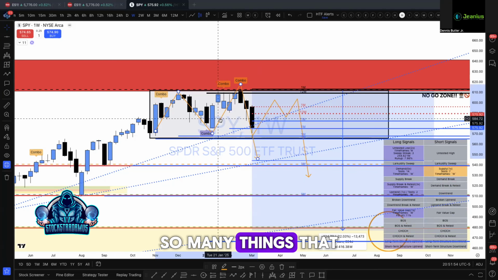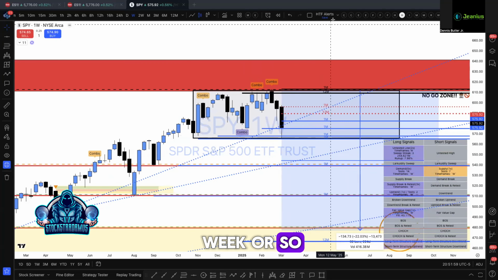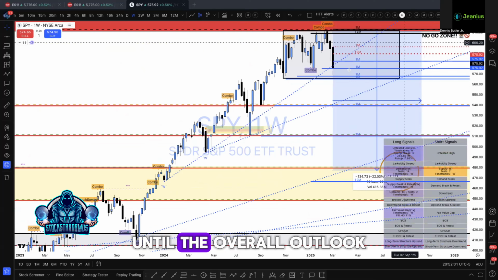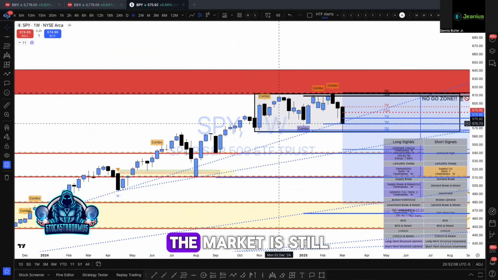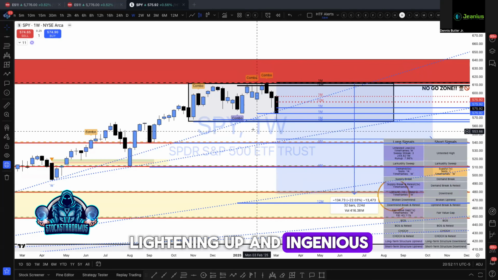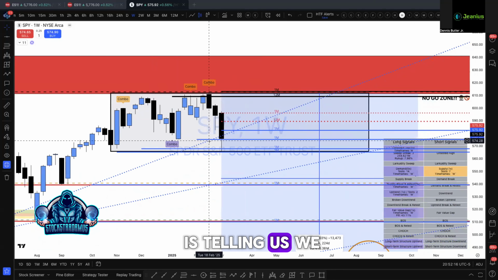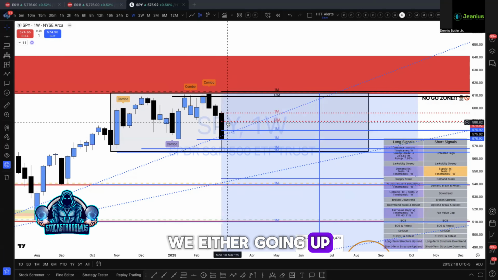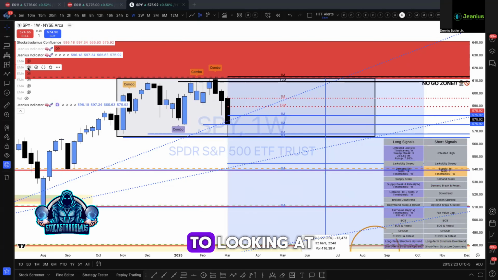So there's so many things that can be played from this area, but ultimately, if we're talking about going into the next week or so, talking about what we want to do next until the overall outlook that we want to happen happens, for now, the market is still up. It's still bullish, looking at all of the parameters lighting up in Jeanius, and we're sitting at a demand area. So at the end of the day, price is telling us we either going up or we finna trade sideways until we go up or down. And this goes back to looking at those moving averages. This goes back to that.